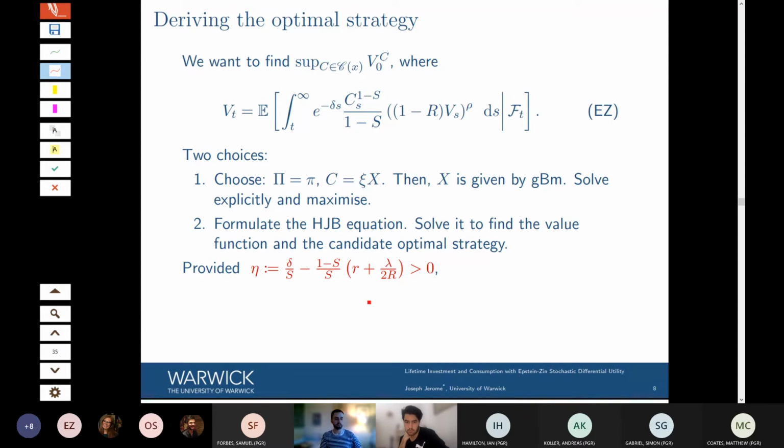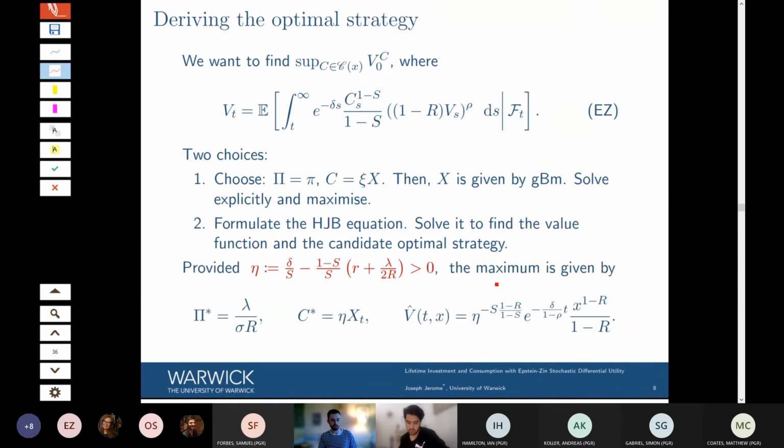And provided this constant eta is positive, the optimal strategy is given by the following, or at least it's the candidate at the moment because we haven't proved it's optimal. What eta is saying is that essentially delta, our discount factor, needs to be big enough such that the integral actually converges.